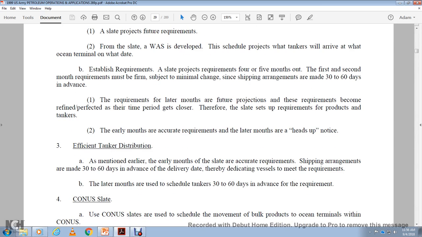Efficient tanker distribution. As mentioned earlier, for the early months of the slate, with accurate requirements, shipping arrangements are made up to 36 days in advance of the delivery date, thereby dedicating this vessel to meet the requirements of the later months, using scheduled tankers 36 days in advance of the requirement.